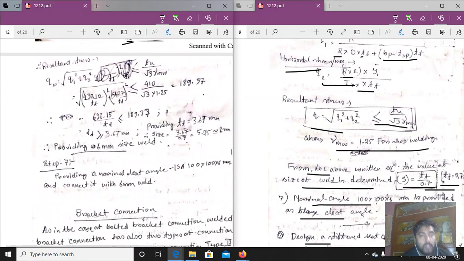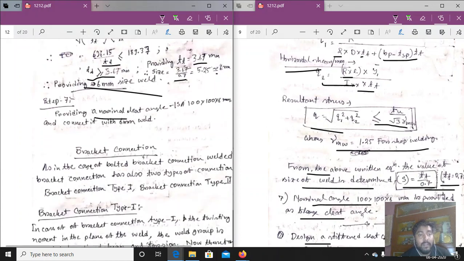So from here we can determine that TT is greater than or equal to 3.67 mm. So TT is equal to 3.67 mm. Taking the value, it should be greater than or equal to, from this formula we have taken the value. If you use TT here, TT should be greater than or equal to that value. So size of the weld 5.25, providing 6 mm weld size.